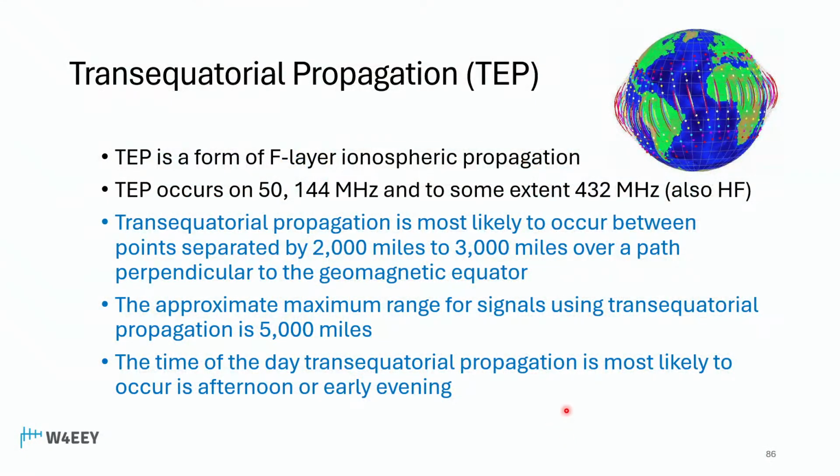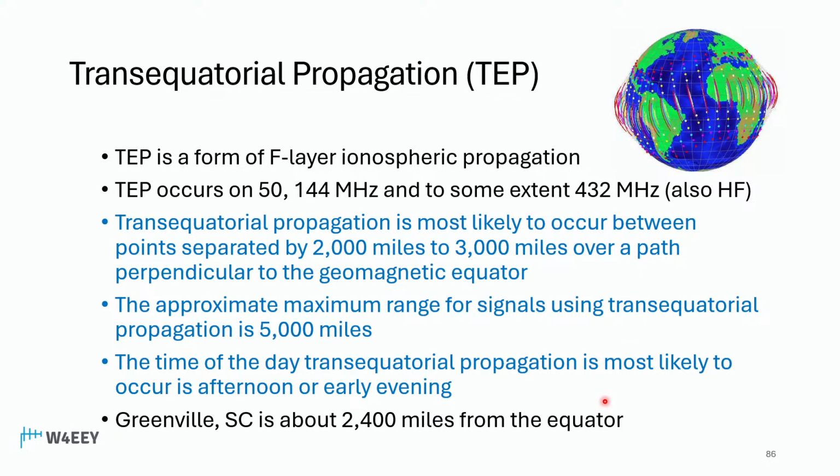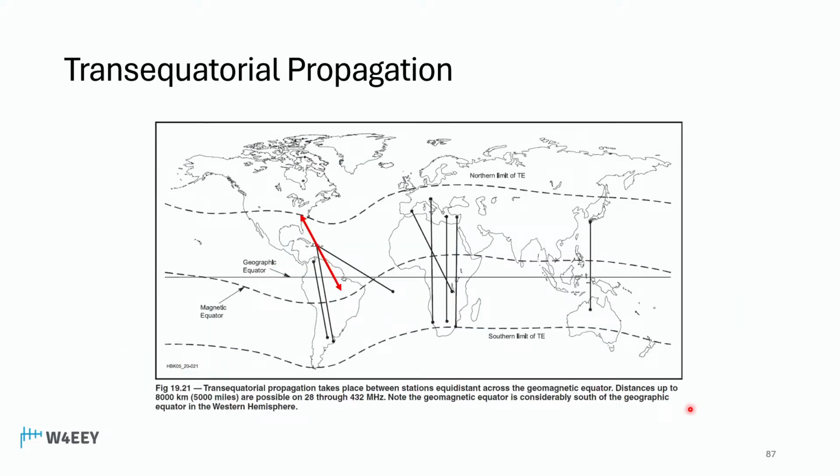So the time of day for TE propagation is most likely to occur in the afternoon or early evening. So there's about 3 pool questions relating to transequatorial propagation: where it occurs, north and south of the magnetic equator, maximum distance, and time of day. Greenville, South Carolina, is about 2,400 miles from the equator, so that fits within these numbers. And Brazil is about that far south of the magnetic equator, so I'm sure that's the mechanism by which I was working Brazil stations.